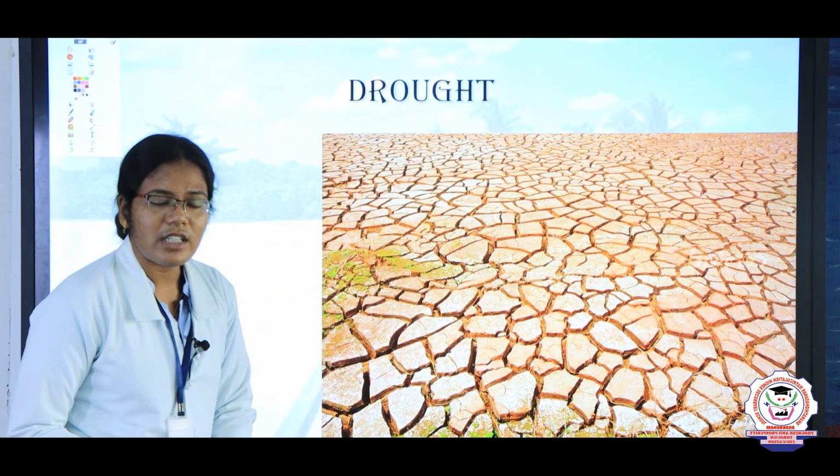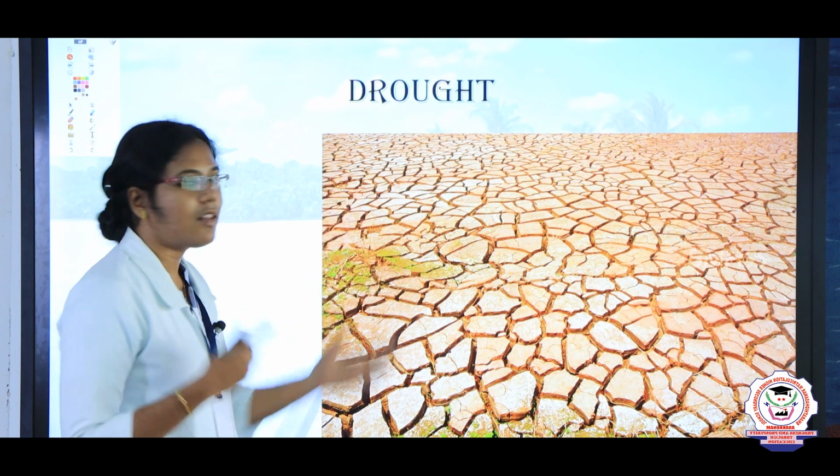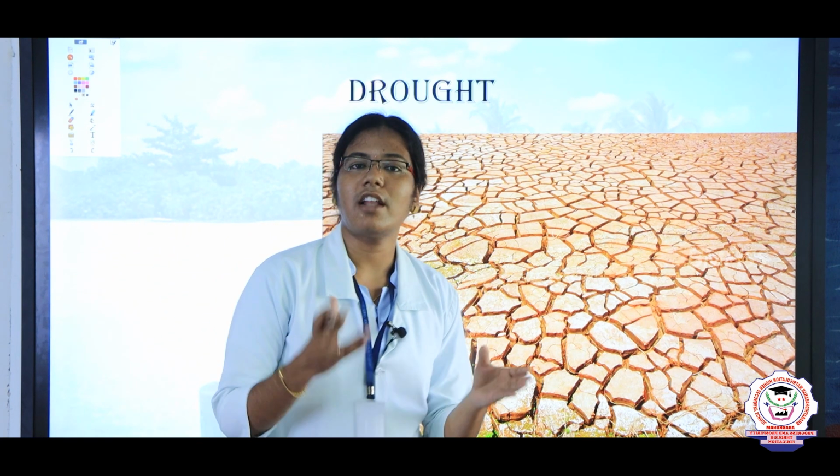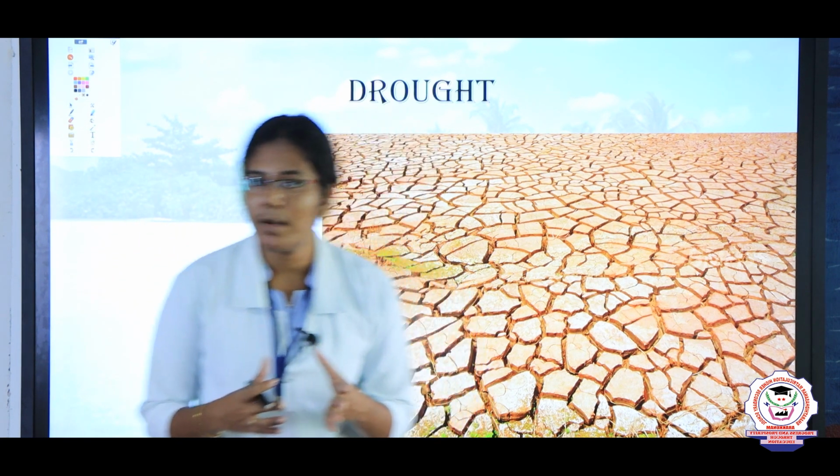Drought. What does the word drought stand for? In Tamil we can say it as varatchi. What happens when there is no water? The land turns into a drought land.